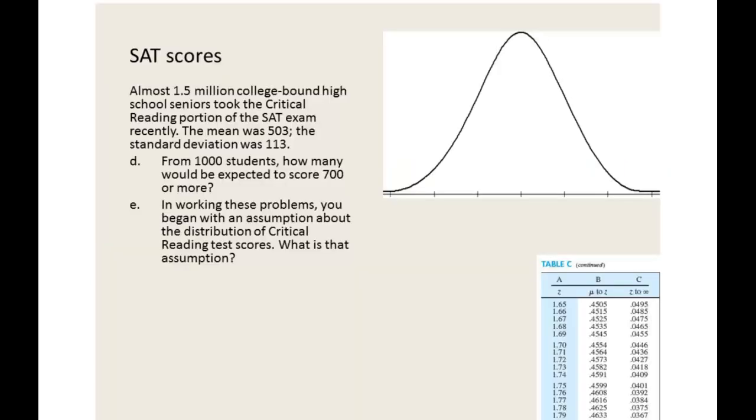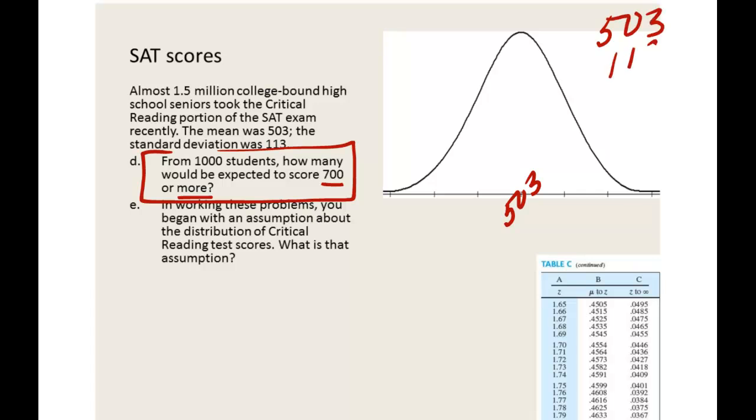Problems D and E, so the last two for this guy. Now it's going to be one of those how many students questions. So if I had 1,000 randomly selected students, that's important actually, randomly selected from the population, how many of those students would be expected to score a 700 or more? So let's set up the actual curve. So I'm taking the time to do the math here.